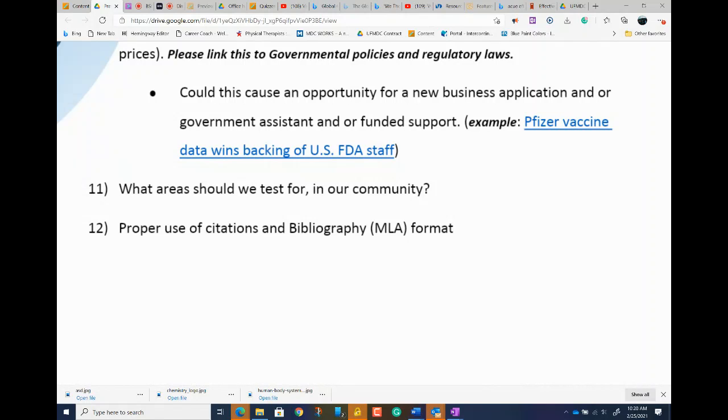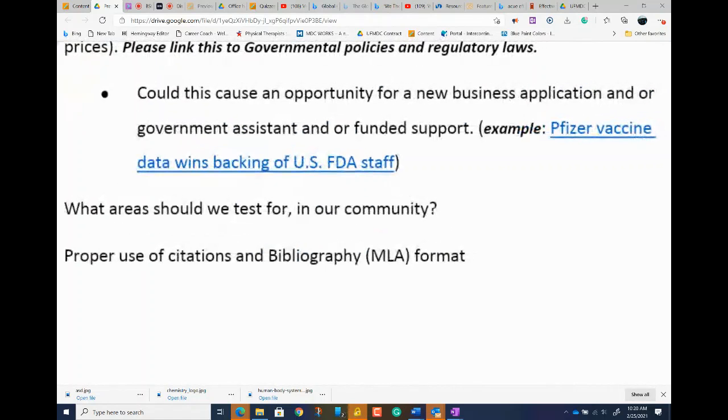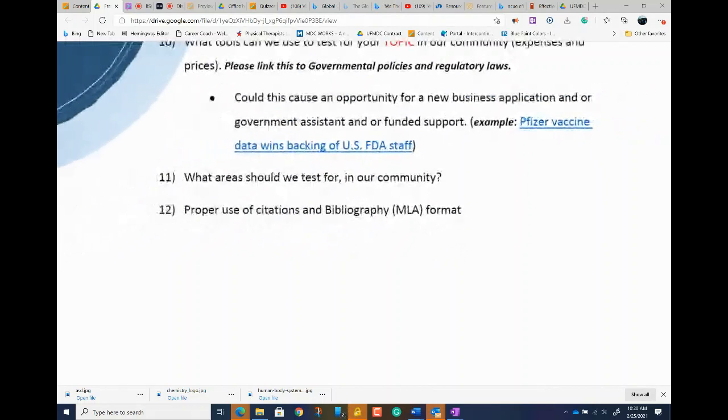If you develop a product and now there's a huge demand, there's an opportunity for a business application. There's an opportunity for a grant. United States grant funded. You can get funded for the opportunity that you created. So government assistance or funded support. Example, the Pfizer vaccine, you can click on it. I have proof for that.